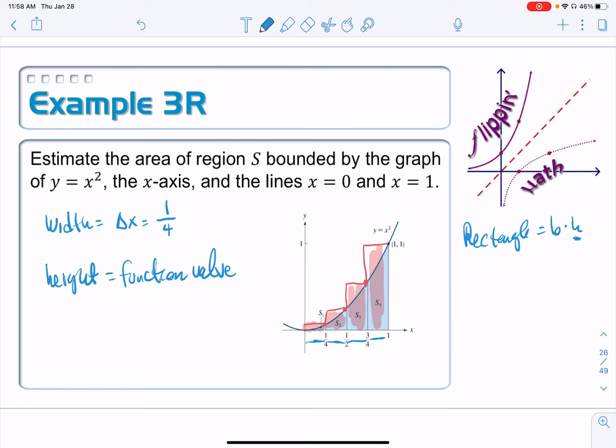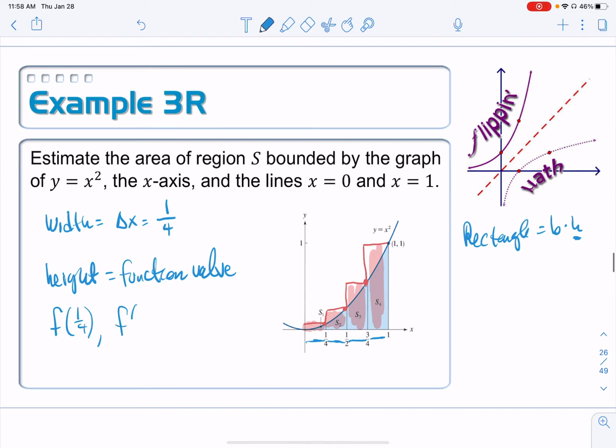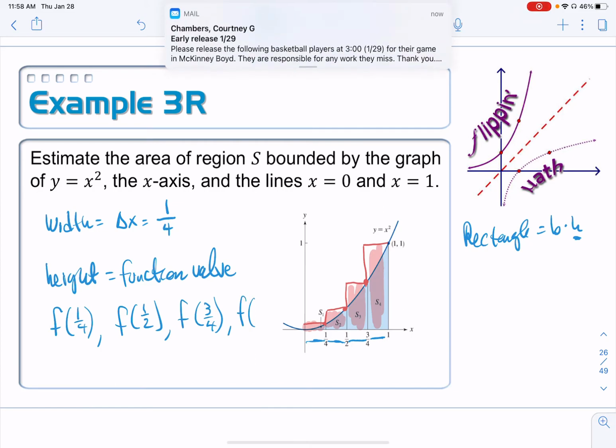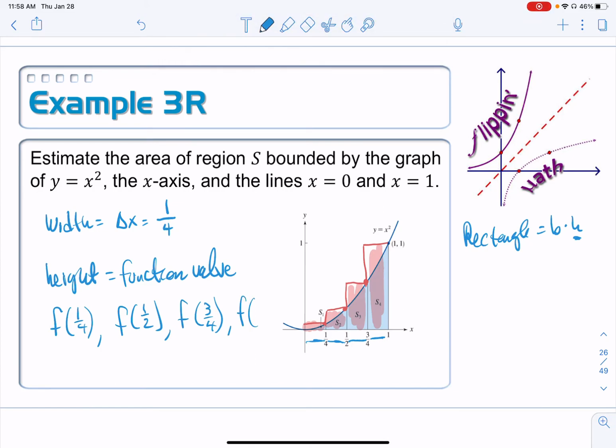What we do basically is we take the x value, in this case the 1/4, and we plug it into the function in order to find the height of that first rectangle. So the first rectangle's height would be f of 1/4. The height of the second rectangle, I would take the 1/2 and plug it into the function, f of 1/2, f of 3/4, and then f of 1, or if you want, 4/4.